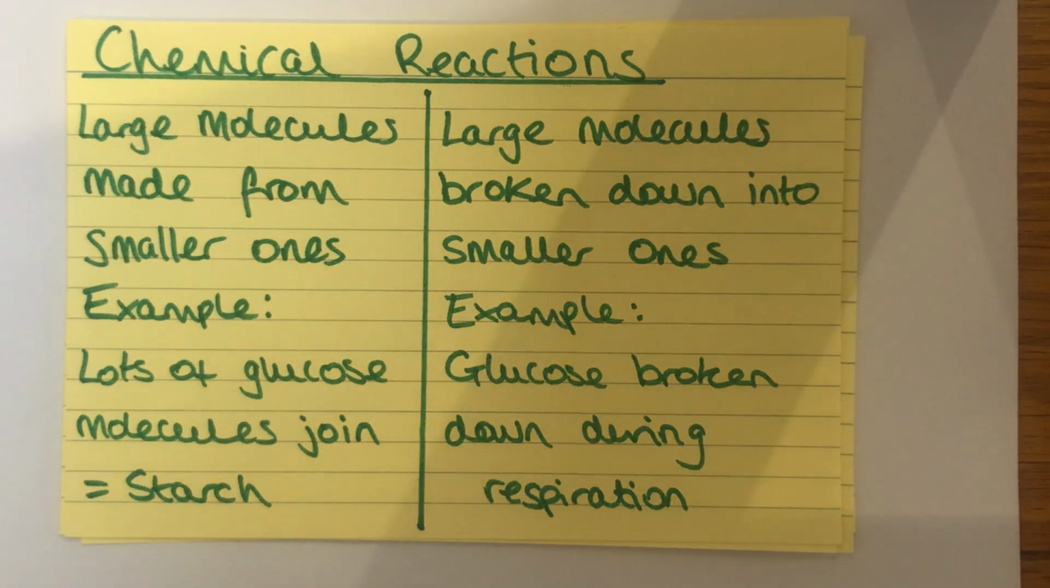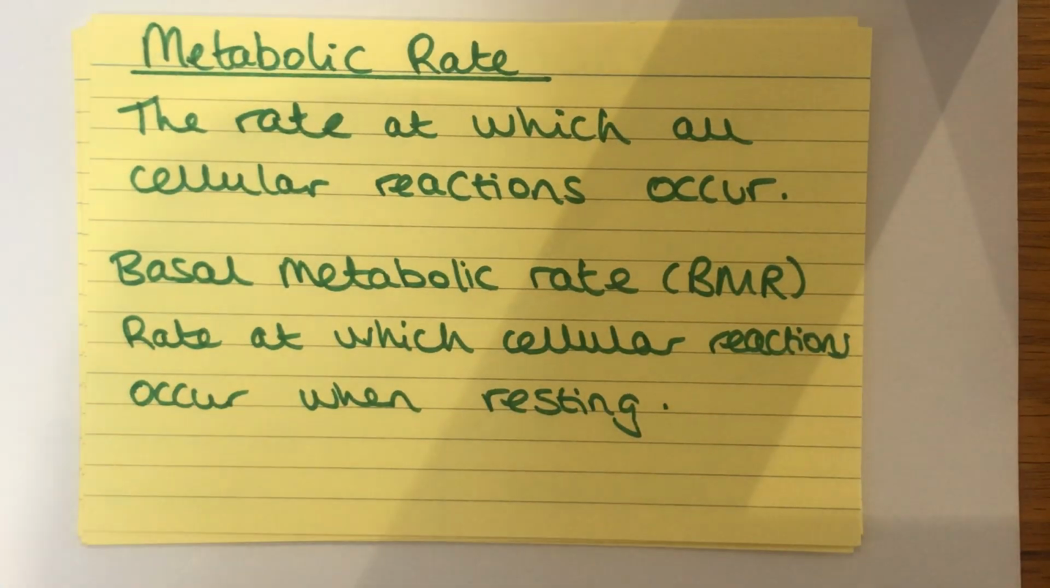Let's have a look at metabolic rate. Metabolic rate refers to the rate at which all cellular reactions occur in our body. An organism's metabolic rate is the amount of energy expended by the organism in a given time period, and that is usually daily. At rest, so when you're not walking or exercising, this is known as your basal metabolic rate, often referred to as BMR, and that is a lot lower compared to when completing activities like exercising.